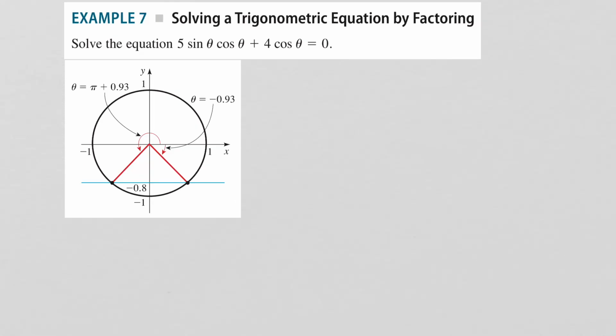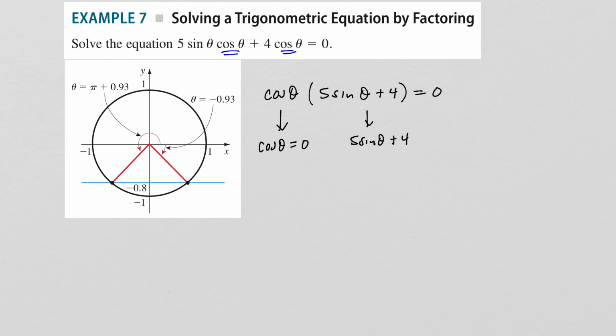And finally, here we have a trig equation that we're going to solve by factoring, but it's a different kind of factoring. Notice that this is not really a quadratic type of equation. We have a mixture of trig functions here. So what's nice about this equation is both terms have a cosine of theta. So I can actually factor out the cosine of theta, and that leaves us with 5 sine of theta plus 4, and then equals 0. And then we can set cosine of theta equal to 0, and 5 sine of theta plus 4 equals 0, which simplifies to sine of theta equals negative 4/5. And then we can just solve.